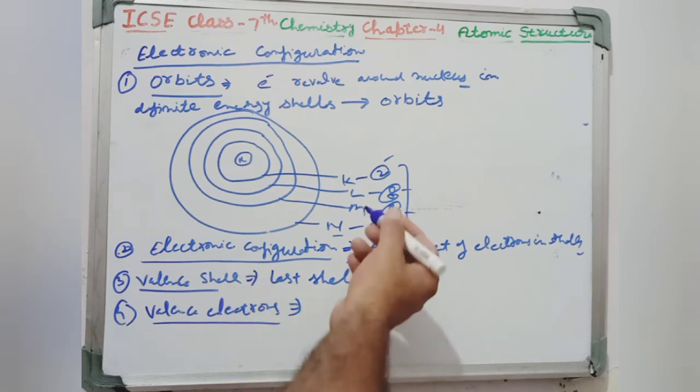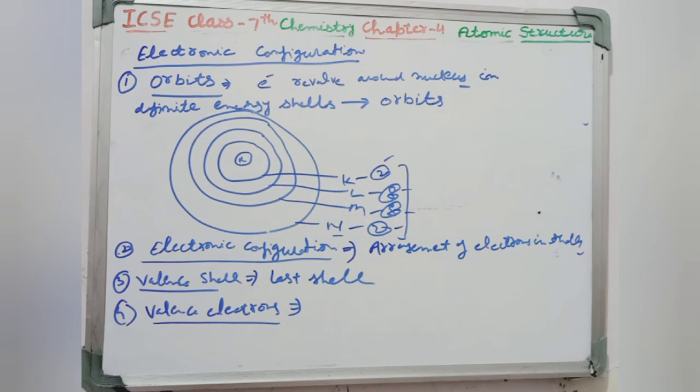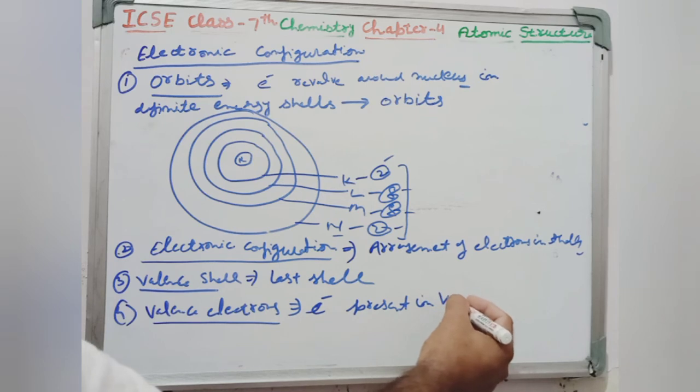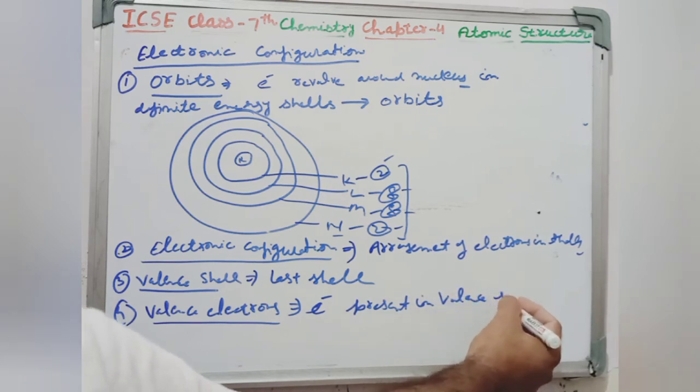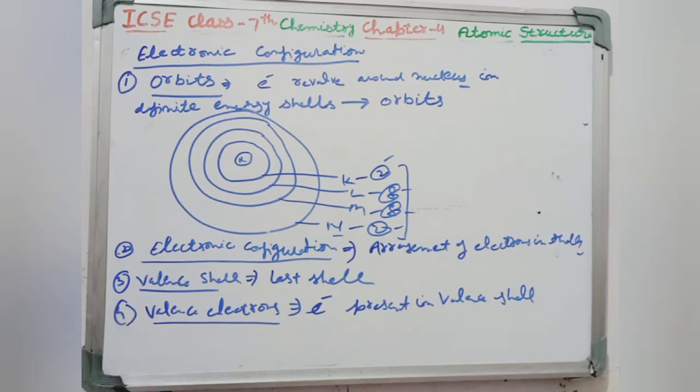As we know, the last shell is the valence shell, and the electrons present in the valence shell are known as valence electrons. Right?